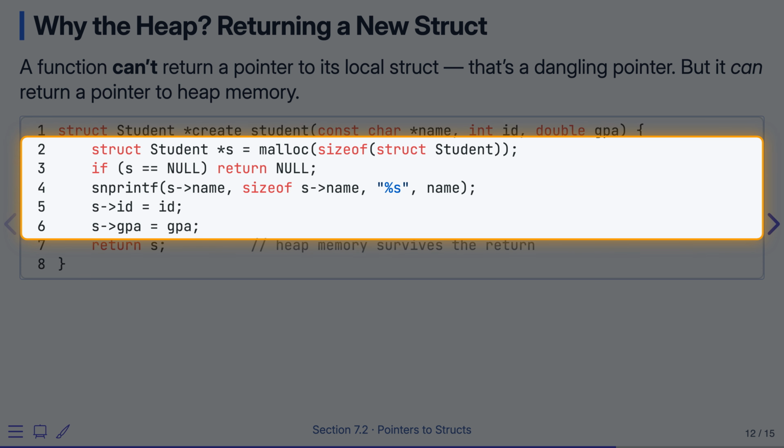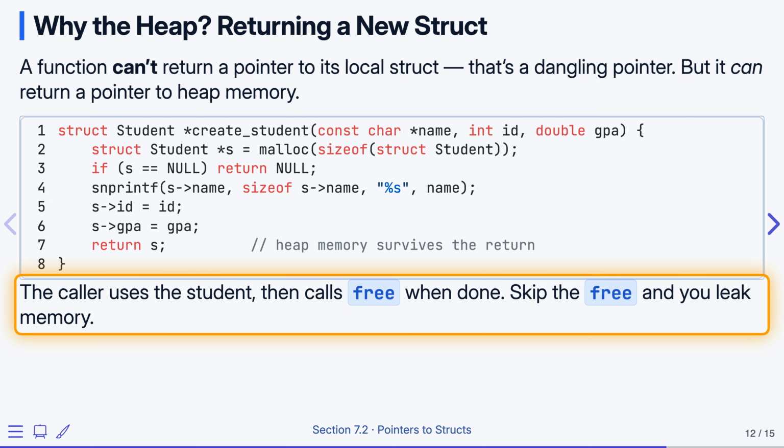Create student allocates a student on the heap, checks for null, fills in the name, id, and GPA, and returns the pointer s. That pointer stays valid after the function returns. The caller receives it, uses the student as long as it needs, and then calls free when done. Forget the free and the memory is never returned. That is a memory leak. Allocate, use, free. Always finish the pattern.